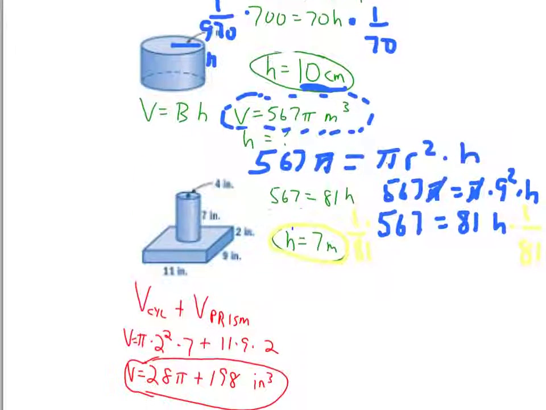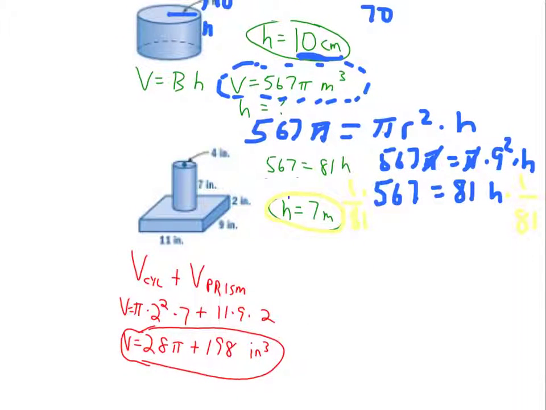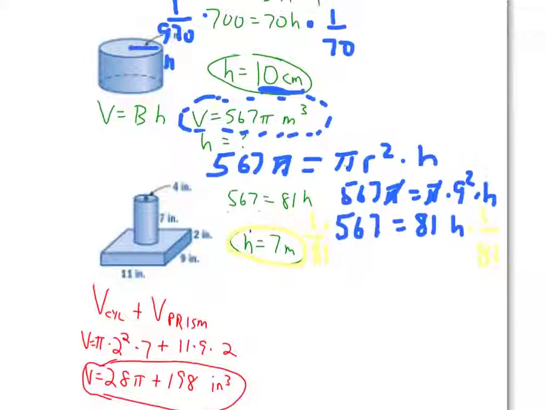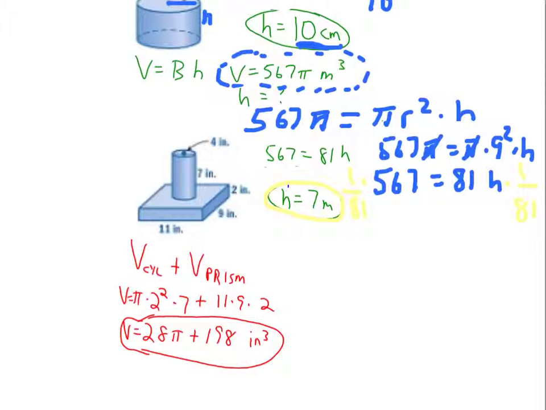In this example, I've got a combination volume to find, and this is actually easier than it was with surface area, since I'm not worried about the surface of these. It's just about summing the volume of the cylinder and the volume of this prism. The prism has a base of 11 times 9, that's my base area, times the height, which is 2. So this 198 cubic inches is the volume of the prism.